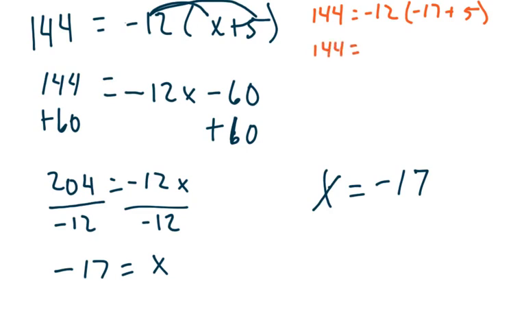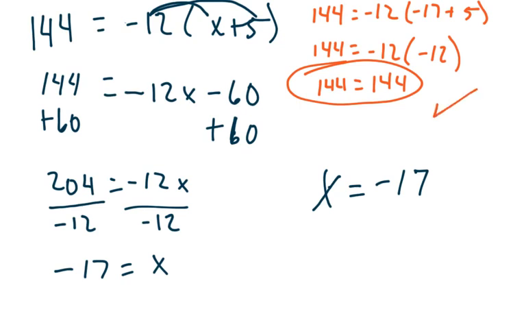Here we have to do order of operations, so I'm not going to distribute. I'm just going to take whatever's in the parentheses and combine that first. I bring down the negative 12, and then in the parentheses, negative 17 plus 5 gives me negative 12. When you have a number on the outside of a parenthesis and a number on the inside, you're going to multiply. Those parentheses mean multiply. So 144 equals negative 12 times negative 12, which is positive 144. This is how we know we did it correctly, because we have 144 equals 144. That is a true statement.